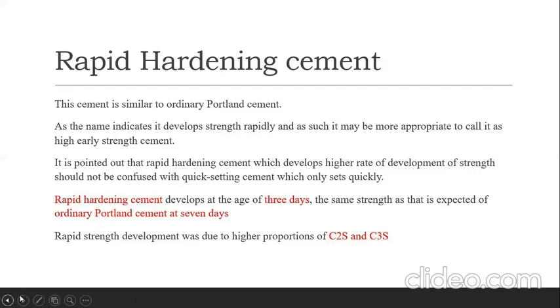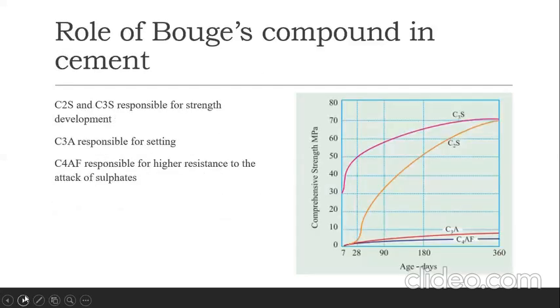So the main reason for early strength development of rapid hardening cement is due to higher proportion of dicalcium silicate as well as tricalcium silicate. In the morning class, I have represented the Bogue's compounds and how they influence the mechanical performance of the concrete. Similarly, a similar chart was given over here. So here the C2S and C3S are responsible for early development of strength, whereas C3A is responsible for setting and C4AF is responsible for higher resistance against sulfate attacks.